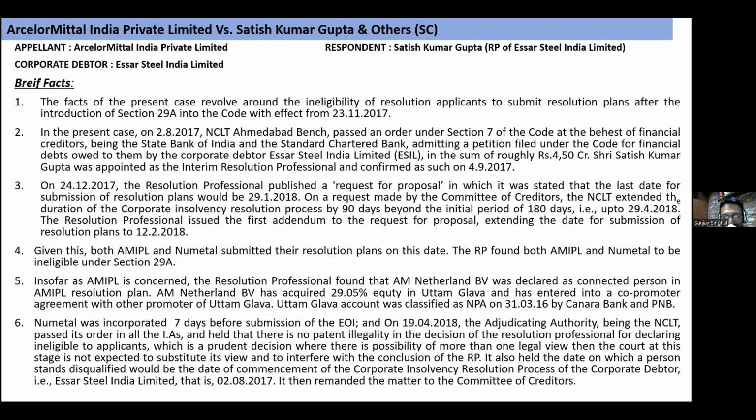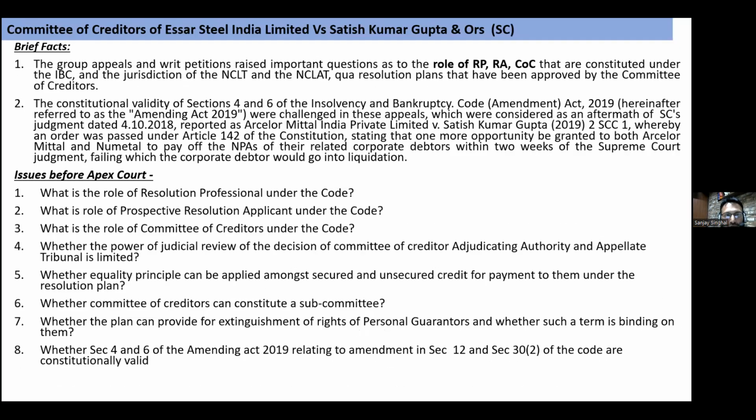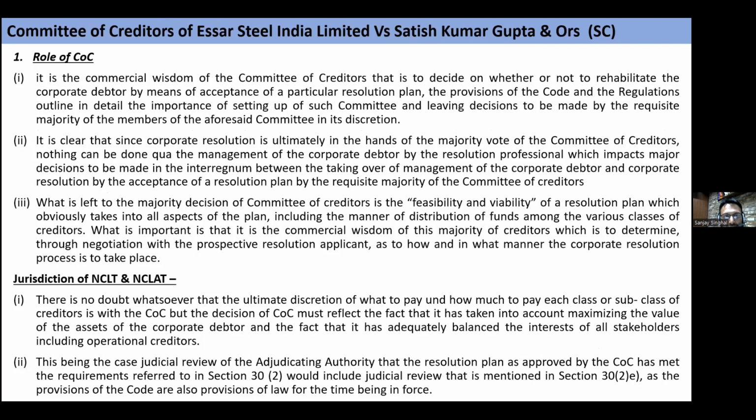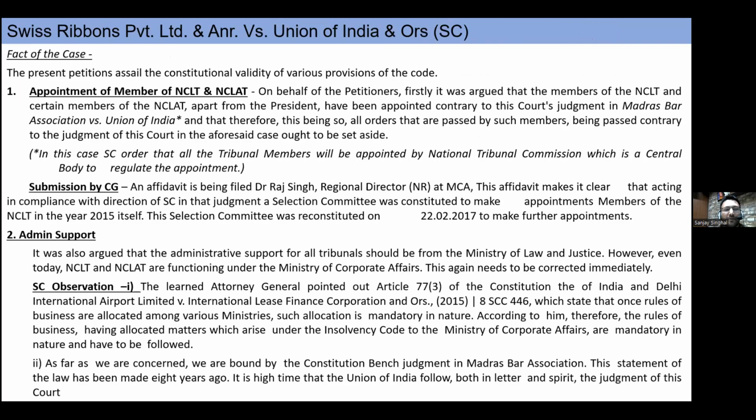Now there are the next 3 cases. These 3 cases are ArcelorMittal, COC of SR Steel, which are the same company, corporate debtor, ArcelorMittal versus Satish Kumar Gupta, COC of SR Steel versus Satish Kumar Gupta. And next is Swiss Ribbon. So these 3 cases are also very important. Basically, in these 3 cases, many aspects of the IBC Code were challenged by the appellant, and the Supreme Court clarified a lot in these 3 cases.